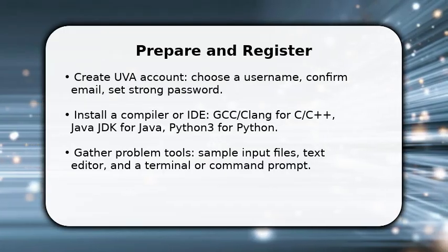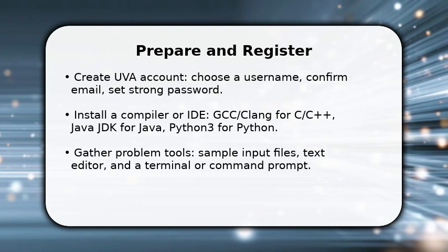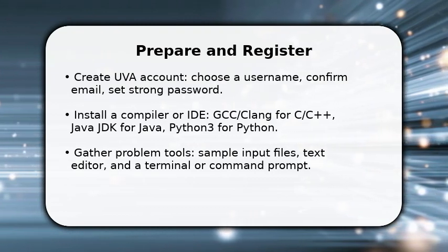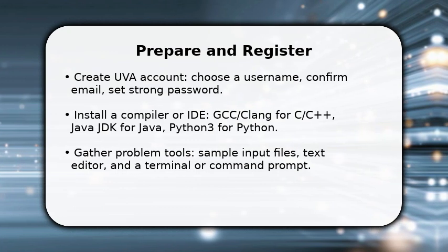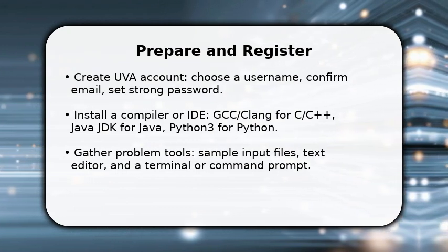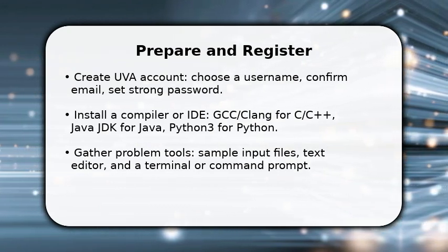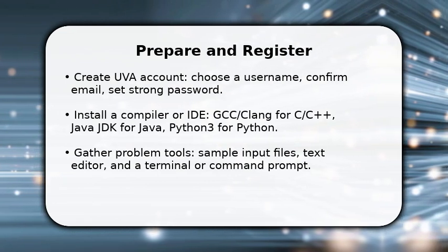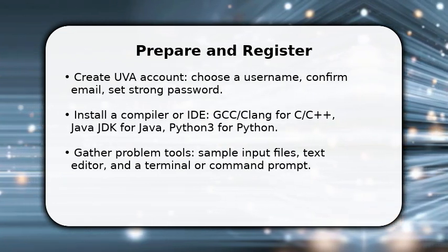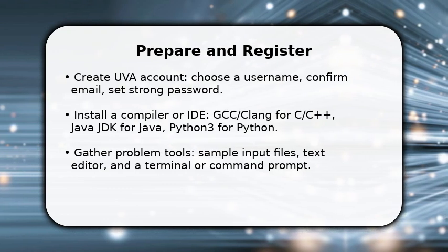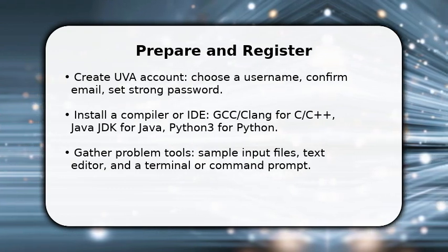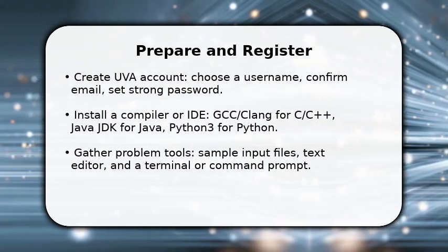You start by registering and equipping your environment. Create your UVA account, confirm email, and pick a memorable username. Then install the language toolchain you use most, for example GCC for C/C++ or Python 3 for scripting. Once done, prepare a lightweight editor and a terminal so you can compile or run code quickly.